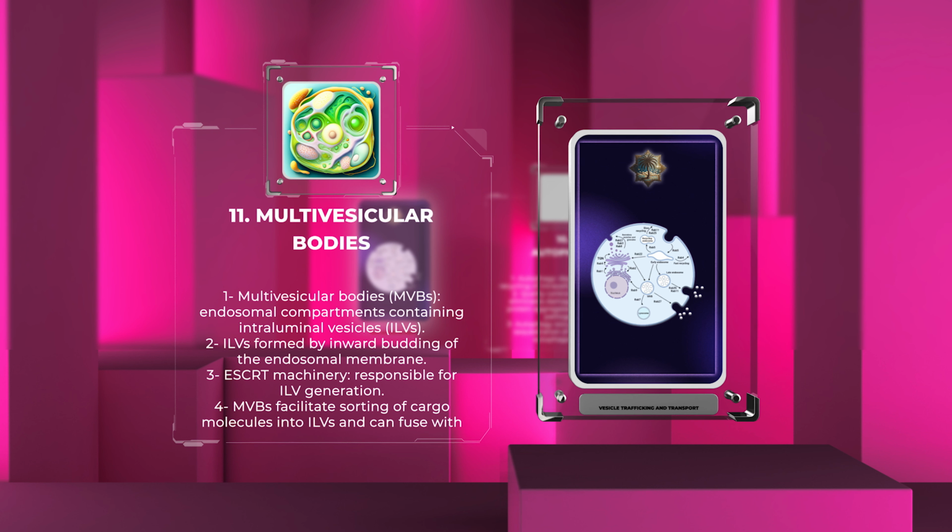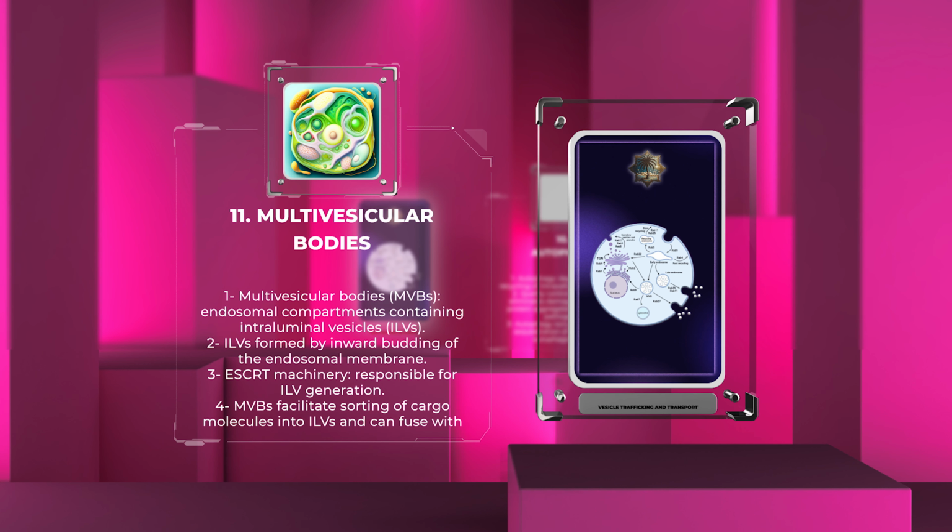MVBs represent an important intermediate in the endocytic pathway, facilitating the sorting of cargo molecules into ILVs. Furthermore, MVBs can fuse with lysosomes, leading to cargo degradation, or participate in vesicle trafficking processes to deliver cargo to other compartments, such as the plasma membrane.